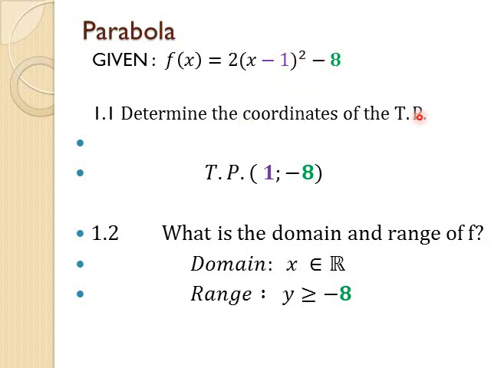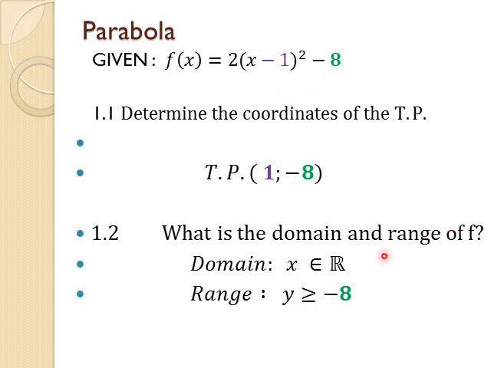Determine the coordinates of the turning point. The value in the bracket always changes sign. So p becomes 1 and q stays the same, negative 8. So the turning point: 1 minus 1 would give me 0, and q stays negative 8.